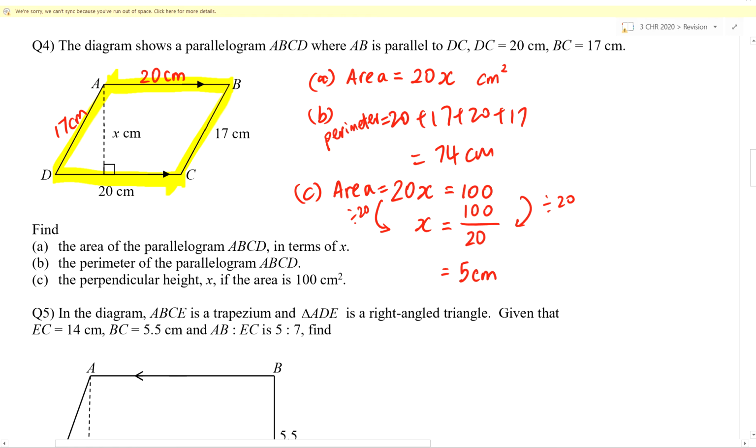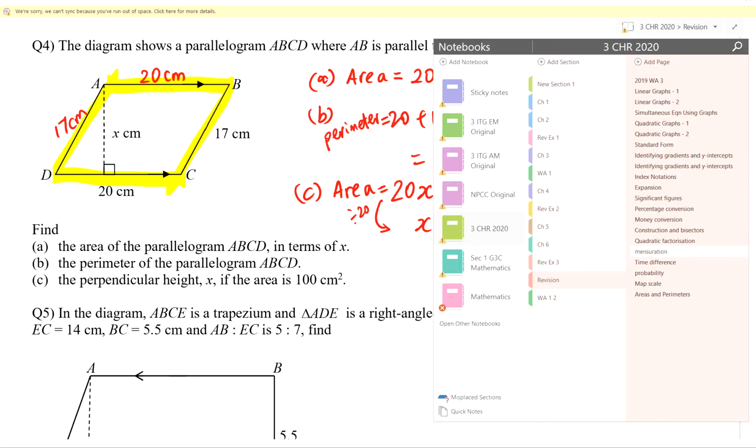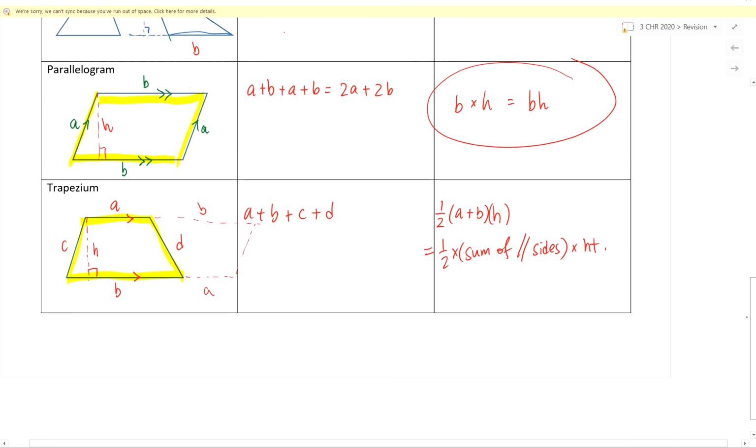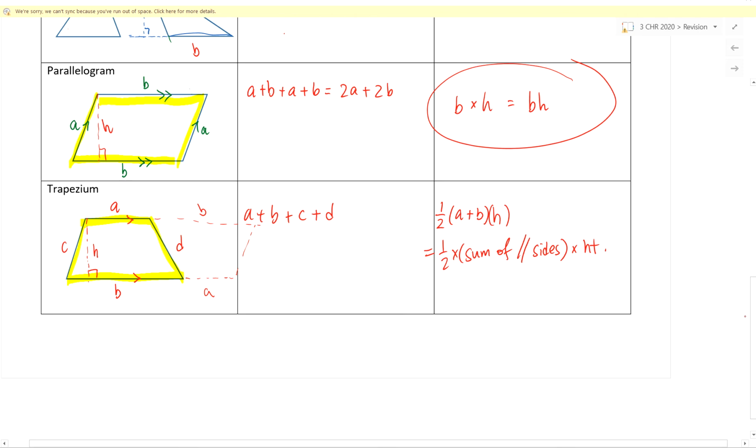Then in question 5, we are dealing with a trapezium. Area of a trapezium. How do we find out the area of a trapezium? So here we have a trapezium. We say that the area is given by half multiplied by the sum of the parallel sides times the perpendicular height. Again, the idea of a perpendicular height is important.